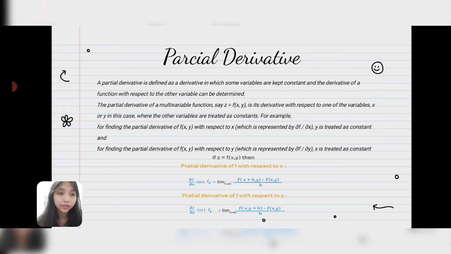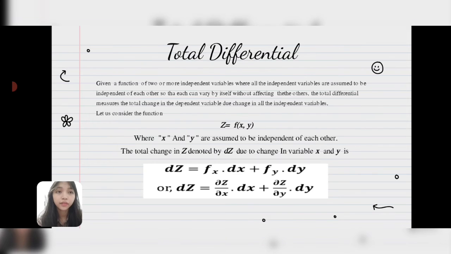So the partial derivative of f with respect to x. As you can see, there is the formula of the limit, following the limit formula. So we are going to the next explanation, the total differential.